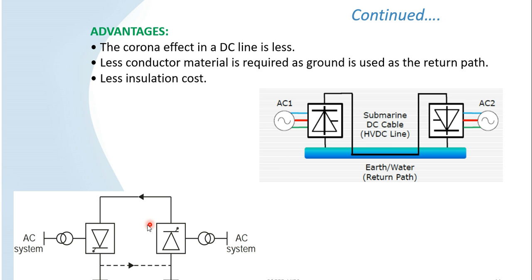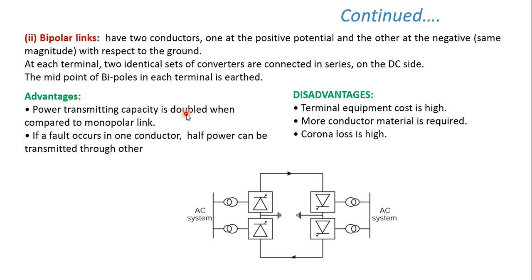Here it shows the circuit diagram. The return path can be earth or water. Main advantages are corona effect in DC line is less. Less conductor material is required as the earth or water is the return path. Only one conductor is required, so less insulation cost.